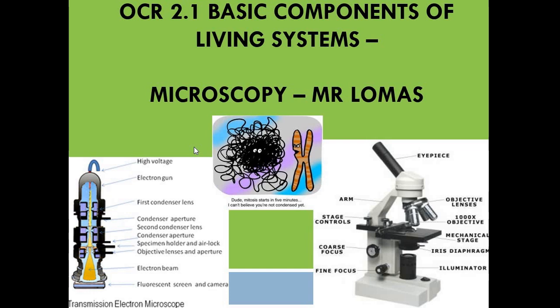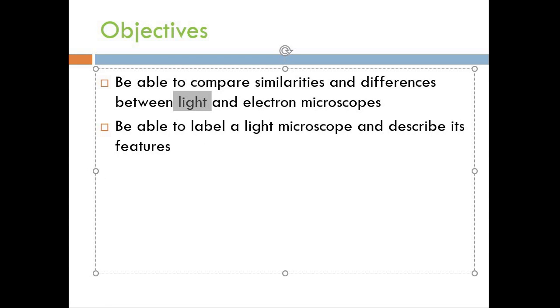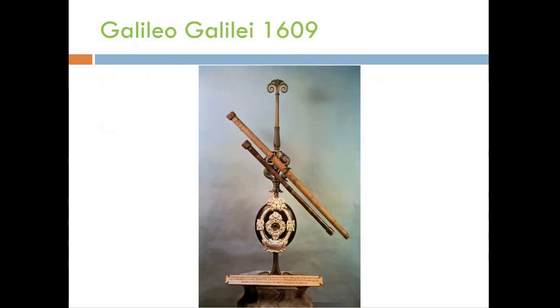So the theory around the microscopy, and then going into some OCR requirements you have to be able to do, such as biological drawings. By the end of the lesson, you should be able to look at light microscopes in detail, and we'll come on to electron microscopes in more detail next lesson. Okay, so the microscopes themselves.